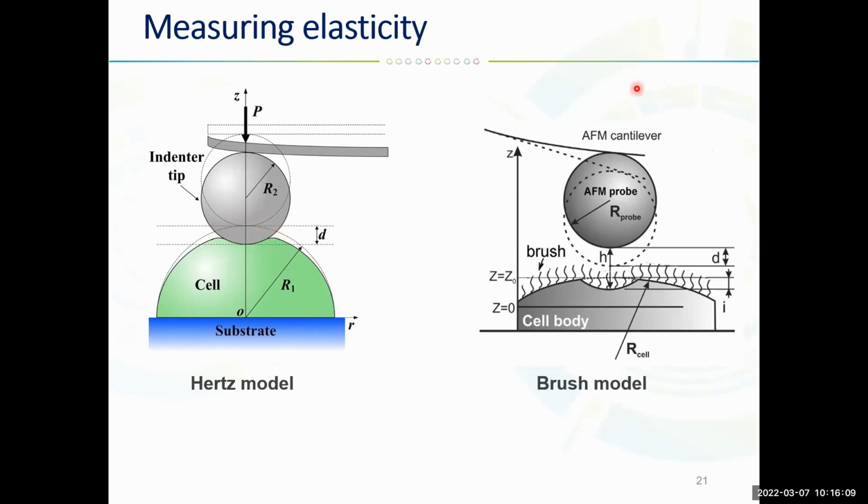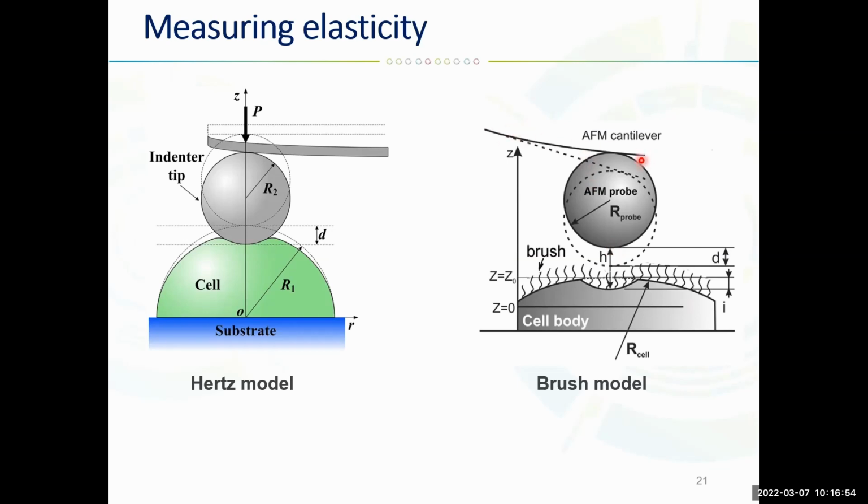So another type of model has been developed. It's on the right-hand side, and this is the so-called brush model. The brush model also looks at the presence of different proteins on the surface of the cell. And just a bit on what Z, Z0, D are here. Z is the relative position of the cantilever, so it is varying along this axis. D here, this one, is the cantilever deflection.